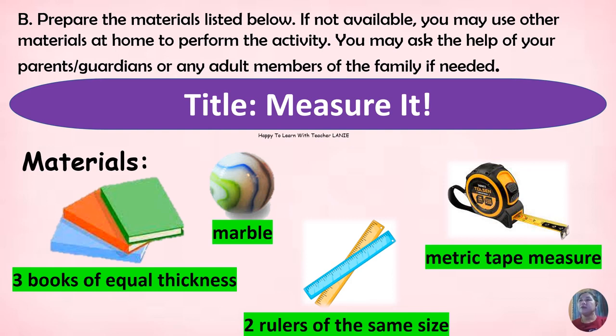Letter B. Prepare the materials listed below. If not available, you may use other materials at home to perform the activity. You may ask the help of your parents or guardians or any adult members of the family if needed. Title: Measure It. Materials: 3 books of equal thickness, marble, 2 rulers of the same size, and metric tape measure.